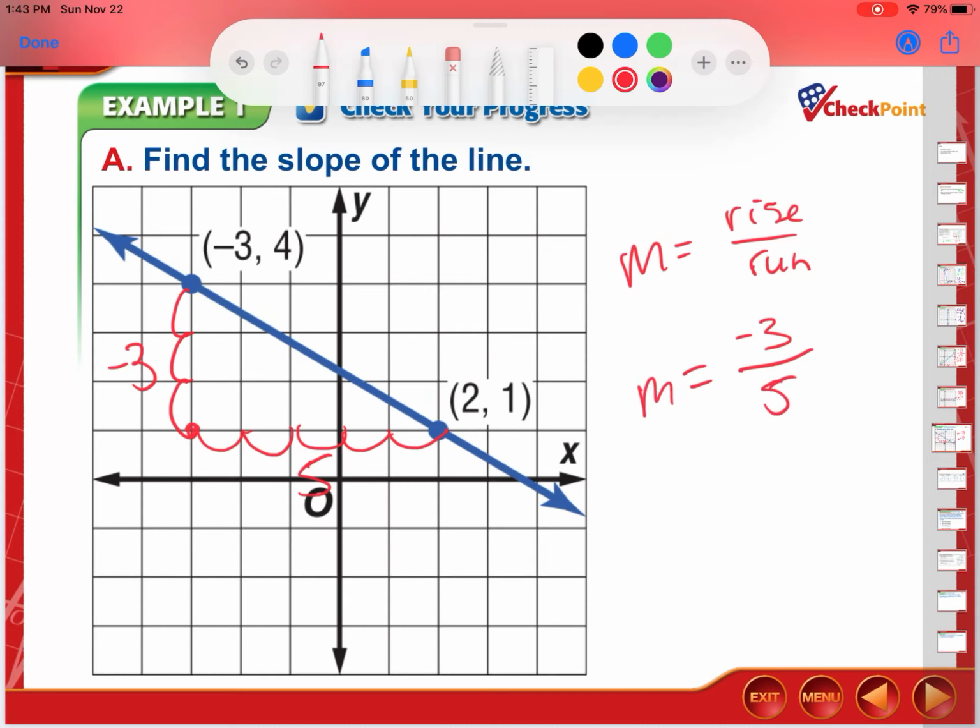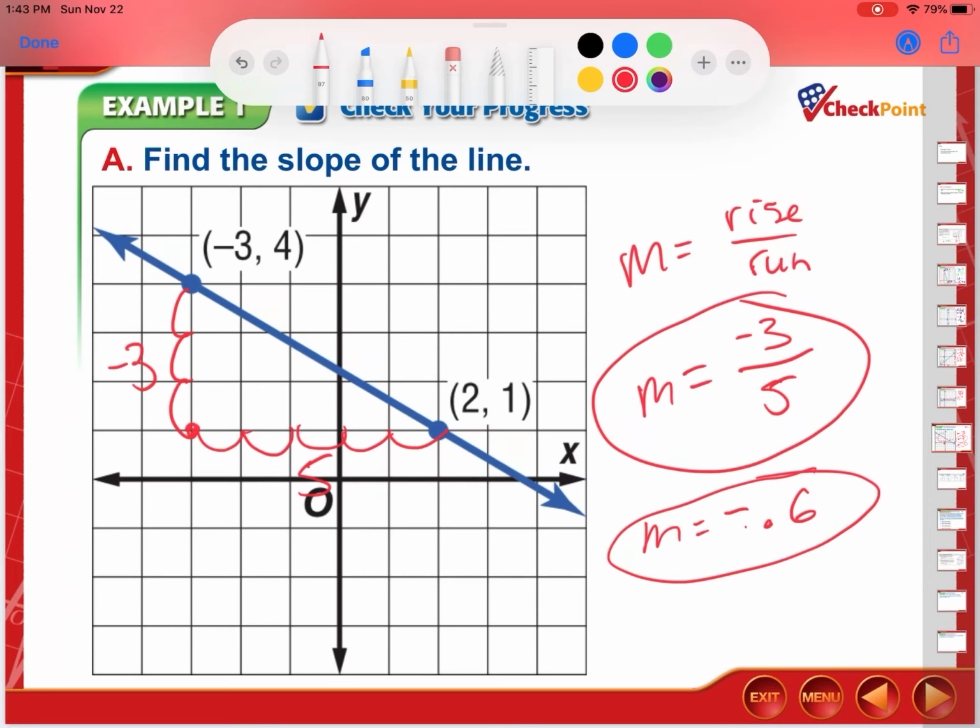So my final slope, m, rise over run. And then my rise was -3. Then my run was 5. So I'm going to say that's our final answer because -3 over 5 can't be simplified any further. Now, you could write it as a decimal if you so prefer, -0.6.